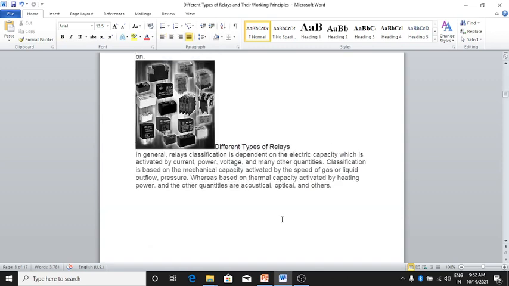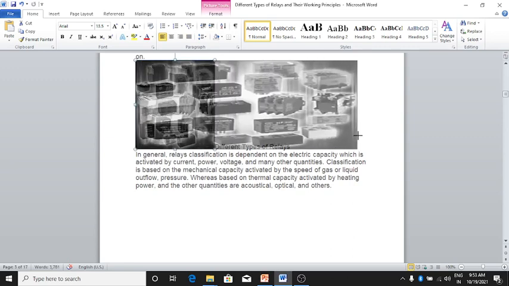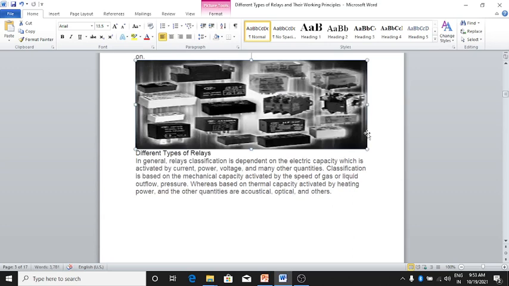This is the image for different types of relay, but it's not so clear. I will make it larger. Their shape, their size, their width are different for each one. Clear?